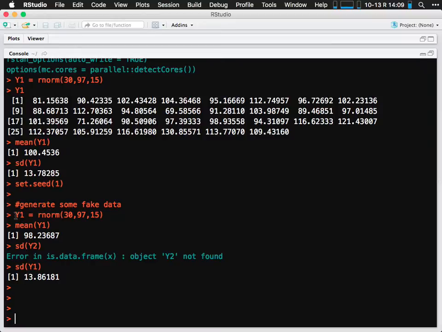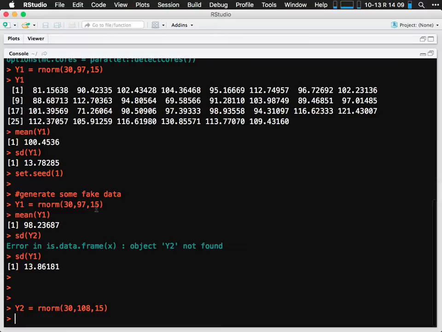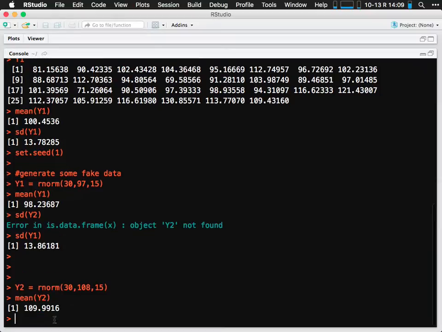Okay, so that's one group. We'll generate the other group. The other group has a true population mean of 108, and its sample mean is 109.9.